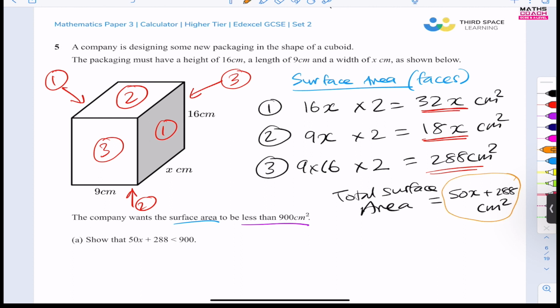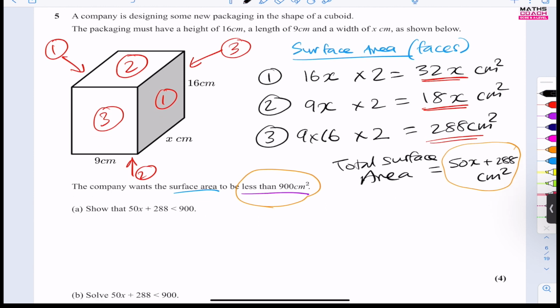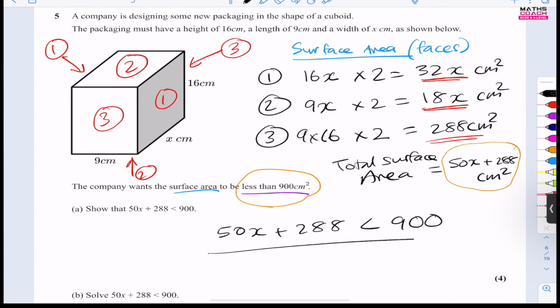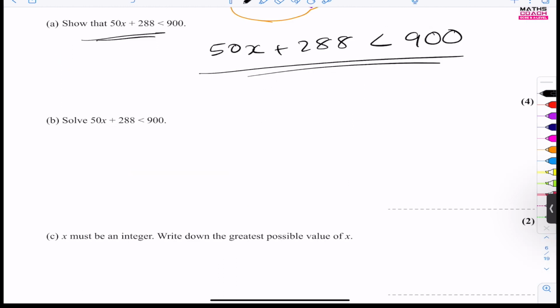Now the company wants this to be less than 900 centimeters squared. So let's write that down. So we can write 50x plus 288 less than 900. And that is what it wanted me to show. So that's for 4 marks. For part B, it says solve 50x plus 288 less than 900. So what we just had.